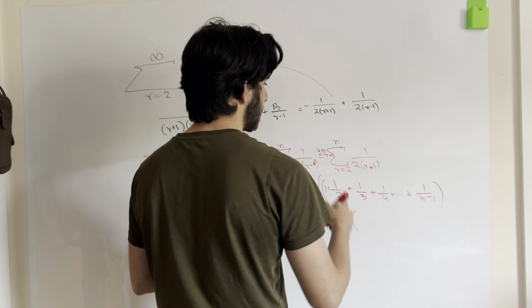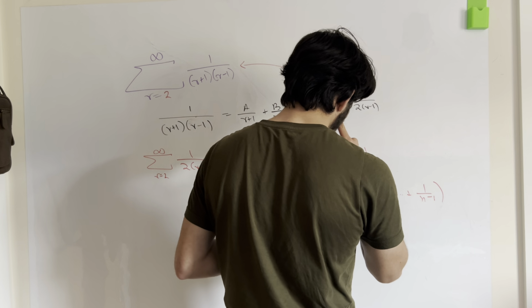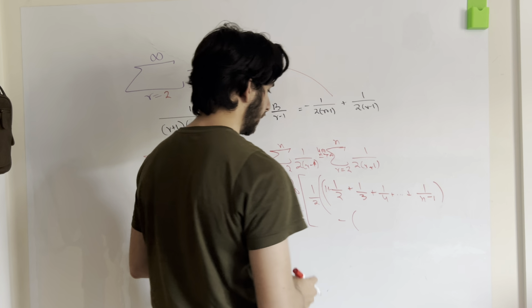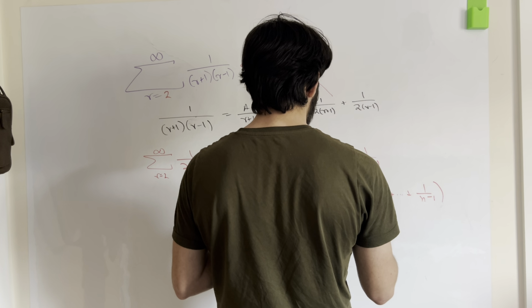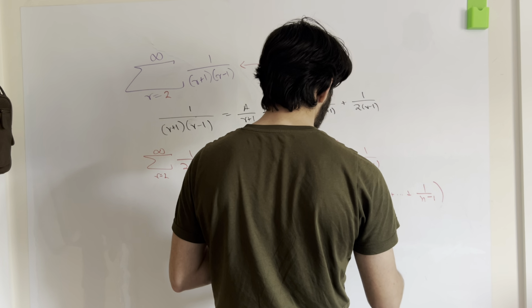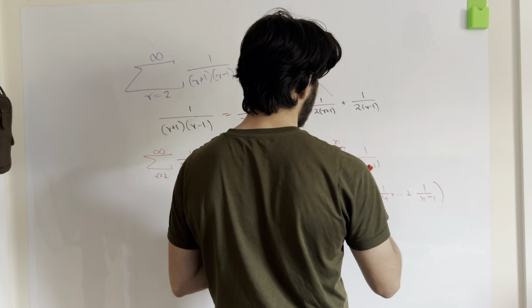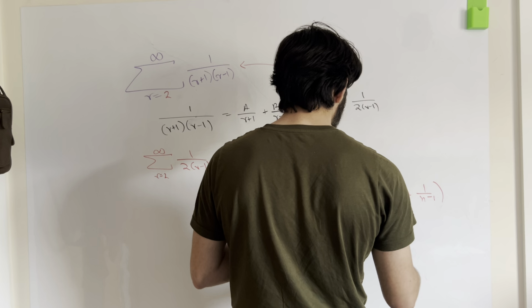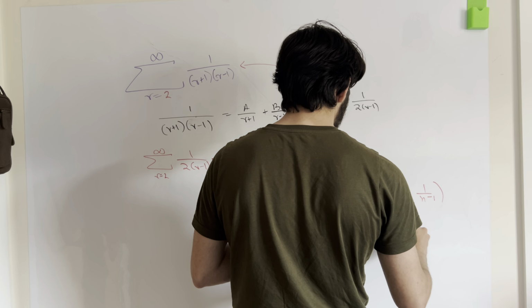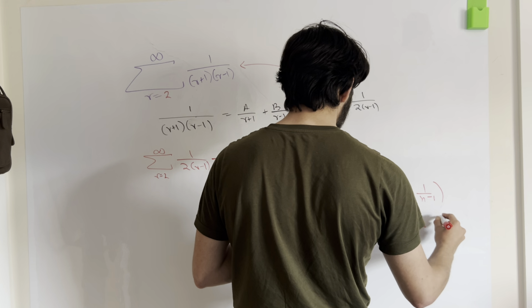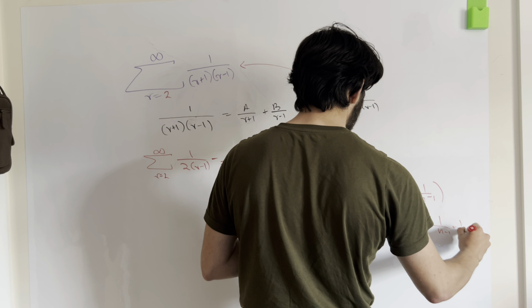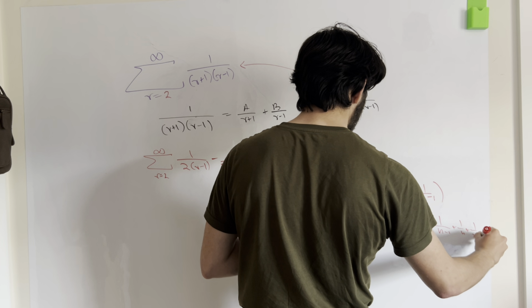Then I look at my second expression right here. Because I factored a half out of everything, I'm just looking at 1 over r plus 1. Now, starting from 2, you're going to start from a third over here, because 1 over 2 plus 1 is a third. Then you have a fourth, a fifth, and then all the way up to 1 over n minus 1 plus 1 over n plus 1 over n plus 1.